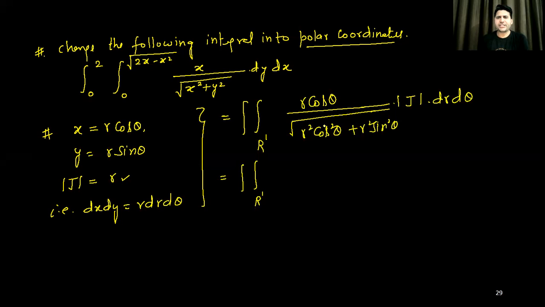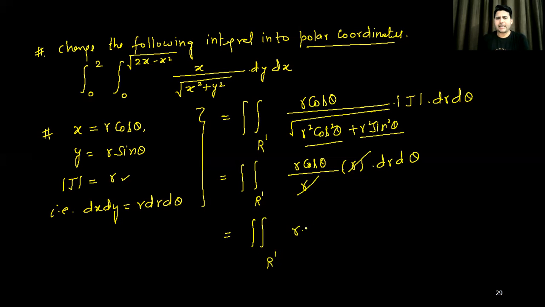This is how the integral will look after changing it into polar coordinate, which will equal the integral over R dash. Here r square can be taken common, so it will be cos square theta plus sin square theta, which is 1. And under root, r square is r only. Jacobian is r into dr d theta. This r gets cancelled. So it will equal the integral over R dash of r cos theta dr d theta. The integral from the xy plane has changed into the r theta plane.